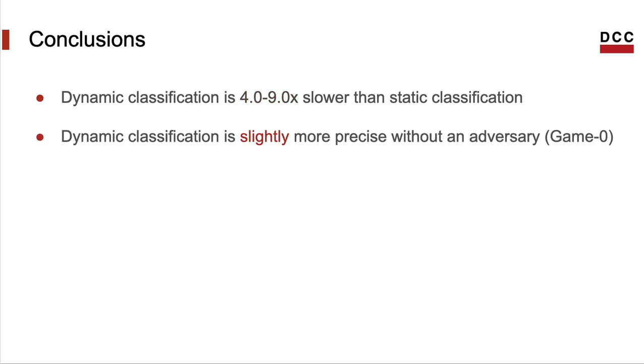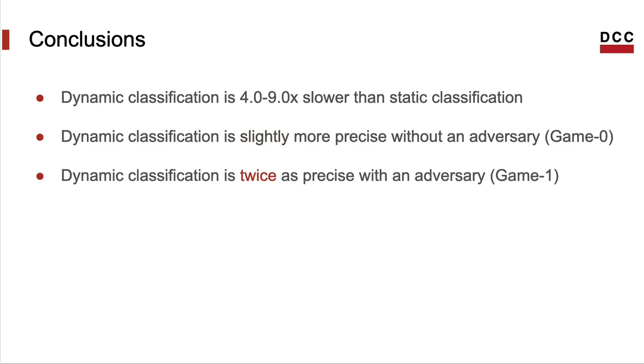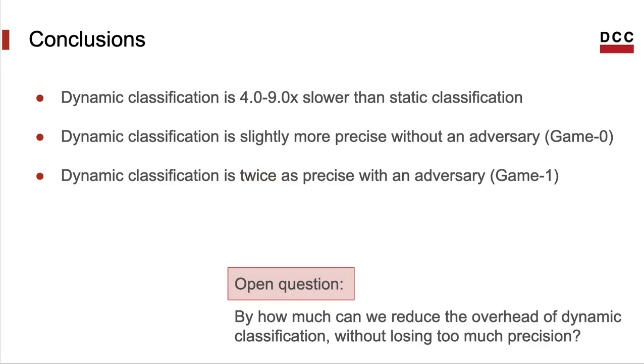The precision of dynamic classification is just a tiny bit better than static classification in a setting without an adversary. But once we throw in an adversary, the precision of the dynamic classifier is much better, about twice as high as the static classifier. A question that we leave open is if it's possible to keep this precision without having the overhead. That's a question for some future work.